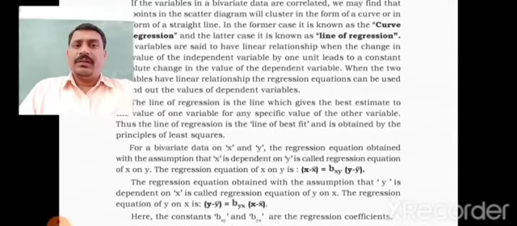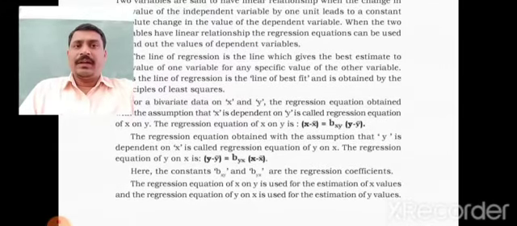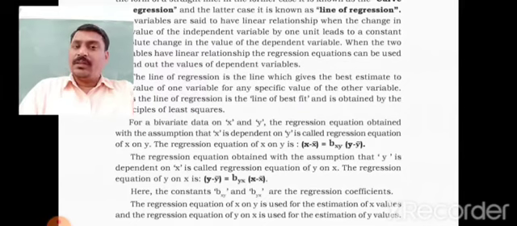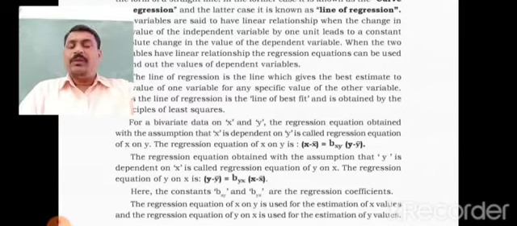So for bivariate data x and y, we can prepare two regression equations. The first assumes that x is dependent on y, and the second assumes that y is dependent on x. When x is dependent on y, we identify the value of x for a known value of y, and when y is dependent on x, we estimate the value of y when we know the value of x. So x on y and y on x, we get two regression lines.